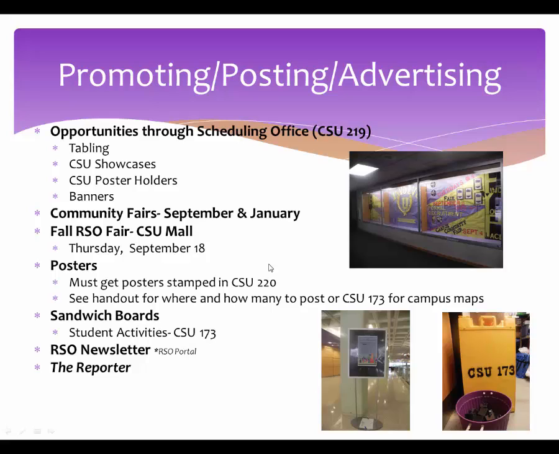Another opportunity is the RSO newsletter. This newsletter and submitting events to us is also done in the RSO portal. And a lot of these forms that you're filling out, it'll make a little bit more sense when I go over the forms at the end of this tutorial. Finally, another way of advertising your organization's happenings is through our campus newspaper, The Reporter. You can always go up to that office on the second level of the CSU and ask to speak with the editor-in-chief so that you can see if they'll cover a story for your event.